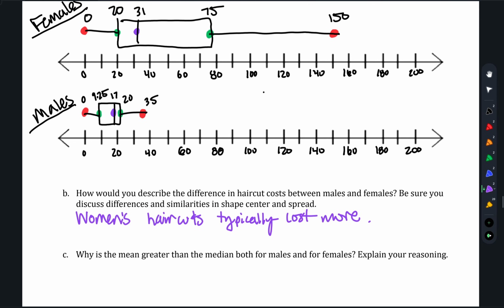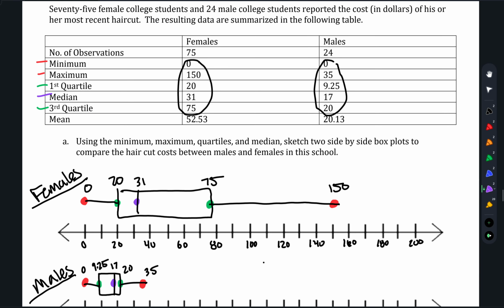All right. Why is the mean greater than the median for both males and for females? So they gave us that data here. Let me look at my table. What would cause the mean, remember mean means average, to be greater than the median, which is the middle? What would cause that in a set of data? Not even specifically this set of data, any set of data. Why would the average be way higher than the middle number? What would we have in there that would make our average go way up? James?